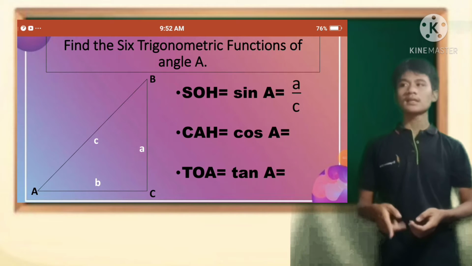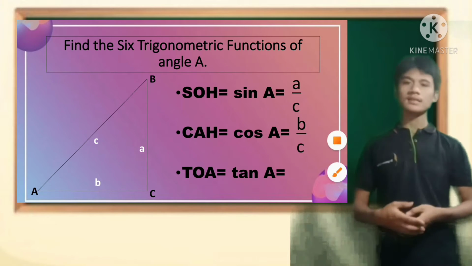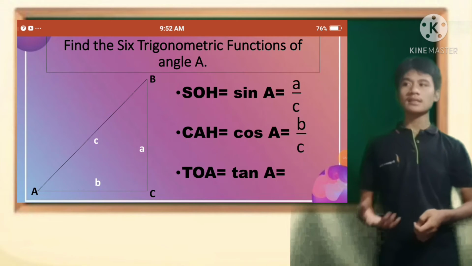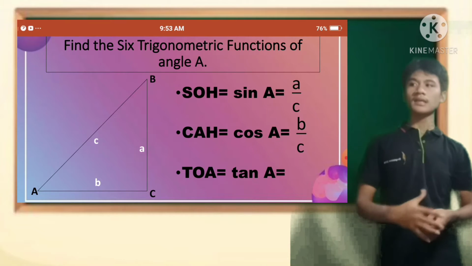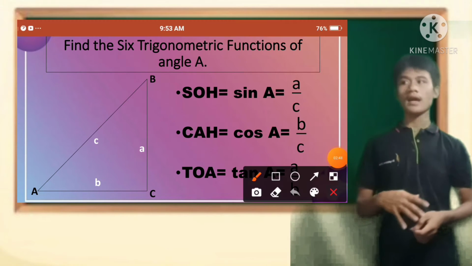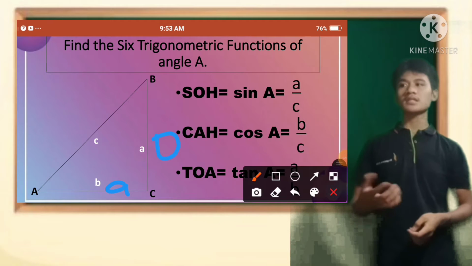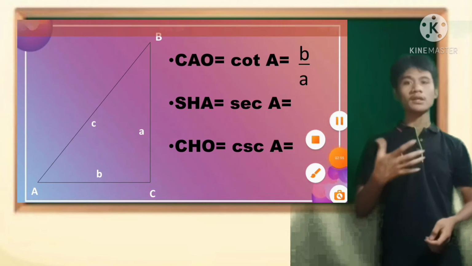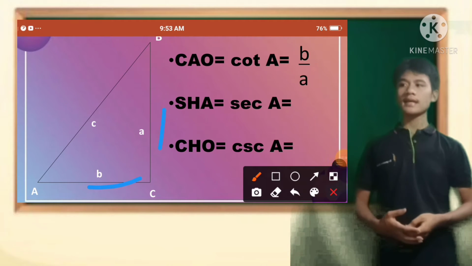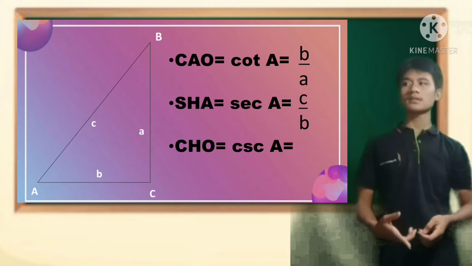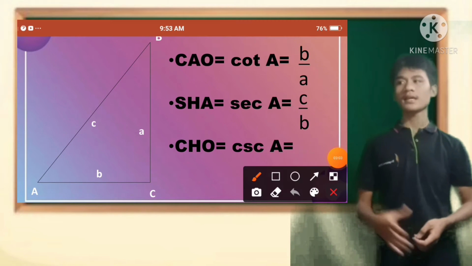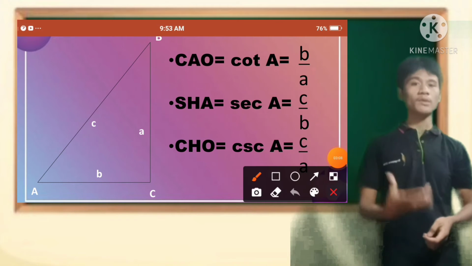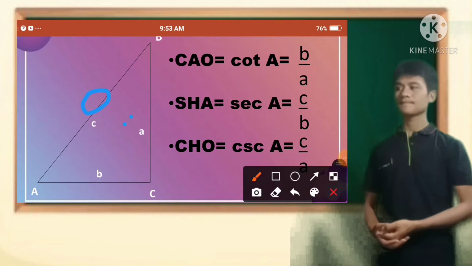And cosine A is equal to b over c, since we have the adjacent over the hypotenuse. Tangent A is equal to a over b, since we have opposite over adjacent, and the cotangent A is equal to b over a, since we have adjacent over opposite. The secant is c over b, since we have the hypotenuse over the adjacent, and the cosecant is c over a, since we have the hypotenuse over the opposite.